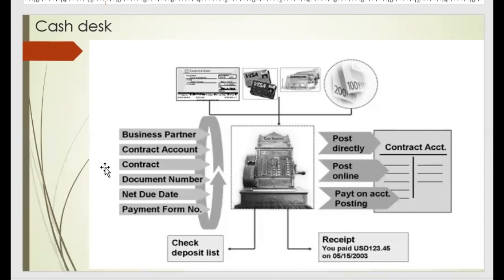Then we need a document number. From the document number, we know the open items and the net due date. The due date we get from the document number. And once we get all this, if he is coming to pay, he may use a payment form. If he doesn't have the payment form, that same document number can be used as the payment form to pay the amount.